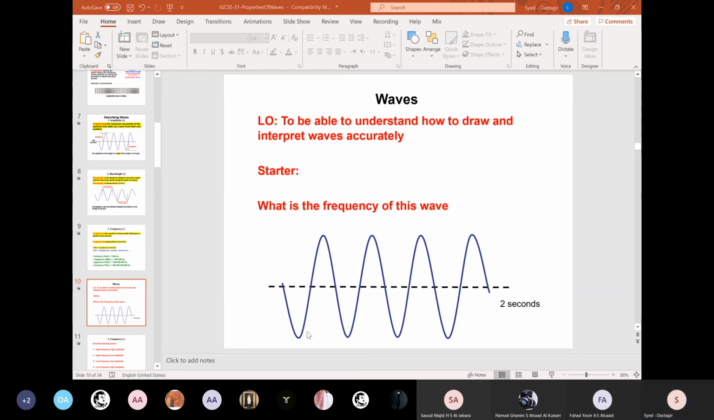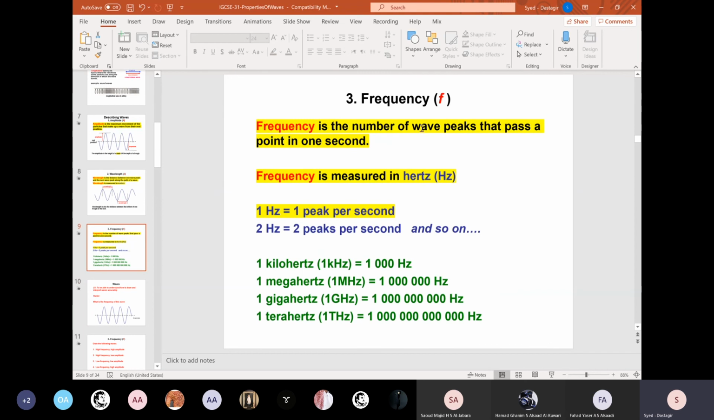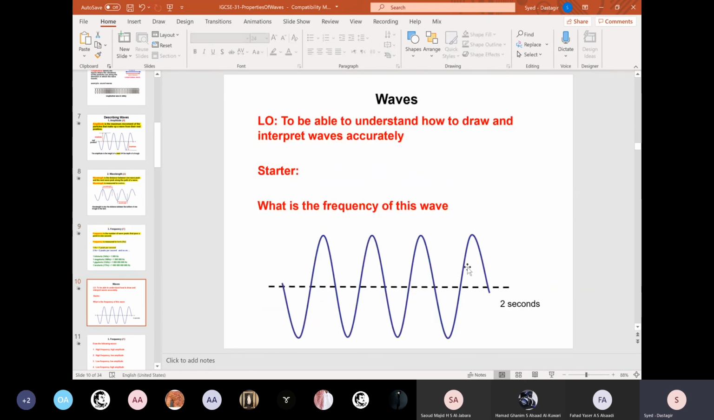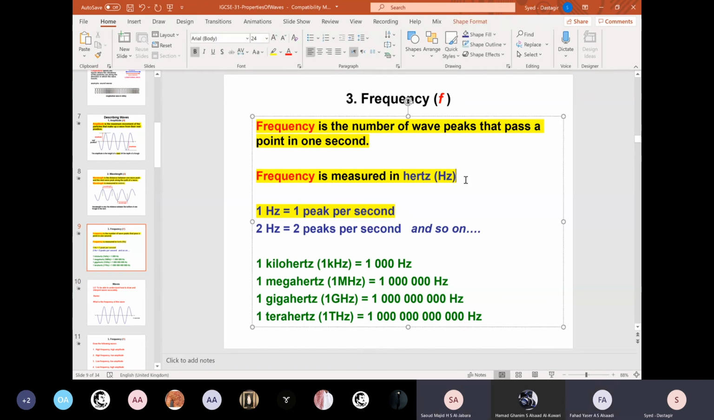Fahad, please. 4. 1, 2, 3, 4. Yes, there are 4. But that's in 2 seconds. Our definition is the frequency is the number of wave peaks that pass a point in 1 second. So what's the frequency of this? 2. 2 what? What's the unit? 2 hertz. There you go. That's all you need to know.